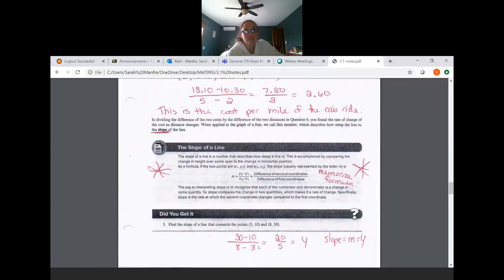And then I also did an extra example here on the did you get it? 30 minus 10 is 20. 8 minus 3 is 5. Divide the two answers, you get 4. It means the slope is 4. Also notice that we use the variable m to represent slope. So anytime you see me write the letter m, I'm referring to slope.